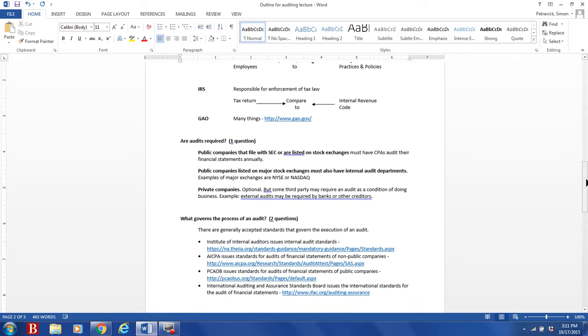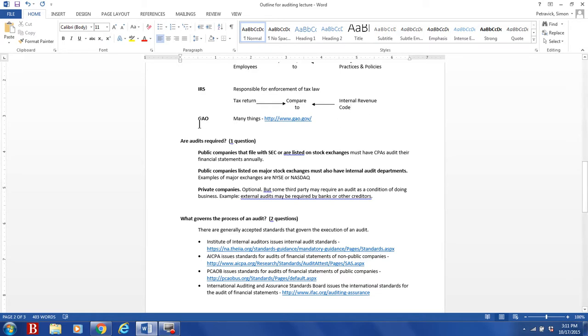Another example would be the Internal Revenue Service. There's all kinds of laws related to what people must pay in tax, when they must pay tax, what their filing responsibilities are. And so, for example, an auditor for the Internal Revenue Service might take what's on a tax return and compare it to the Internal Revenue Code, which describes the laws related to what somebody owes for tax.